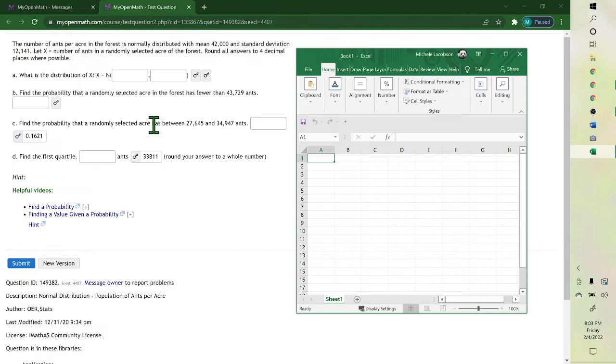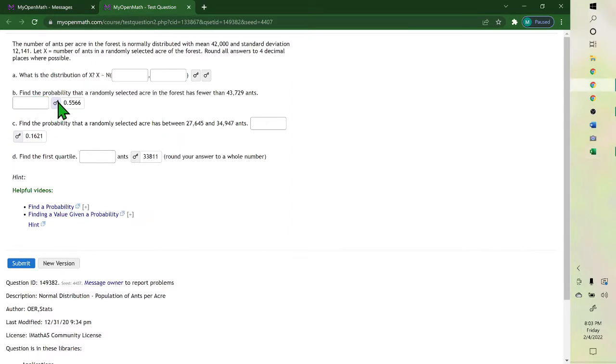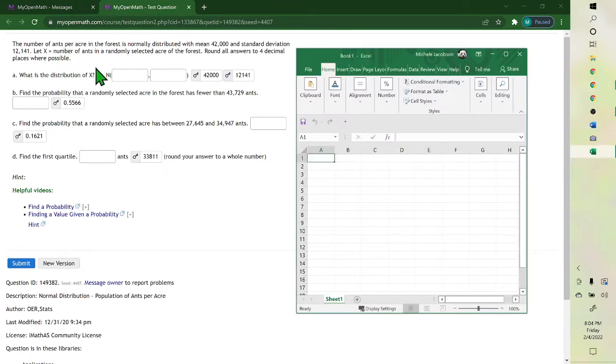Hello. For this problem, the first part, what's the distribution? This is just your mean and your standard deviation, which was the 42,000, and the standard deviation was 12,141. To find the probability a randomly selected acre in the forest has fewer than 43,729 ants, that would be a normal distribution.